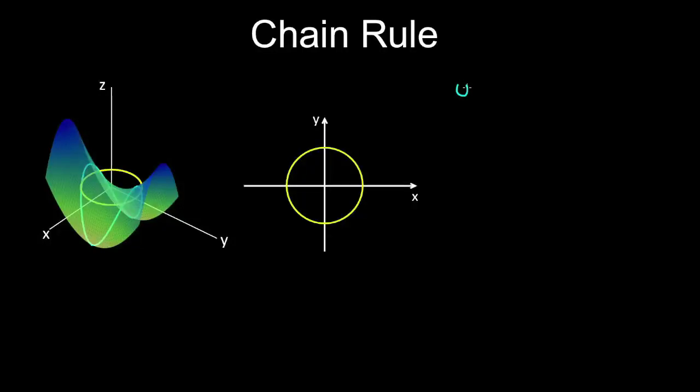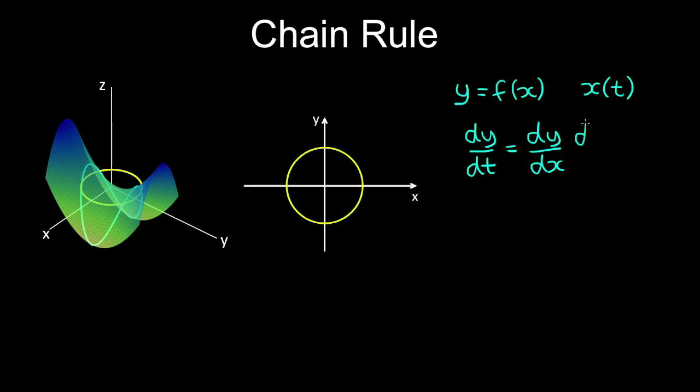Recall for a single variable function, y as a function of x, which is differentiable with respect to x, and x is also a differentiable function of t. Then that implies y is also a differentiable function of t, and by the chain rule, to obtain the derivative of y with respect to t, we differentiate with respect to x and multiply that by dx/dt. So this is the chain rule for a function of one variable.